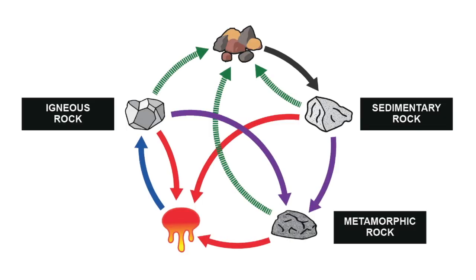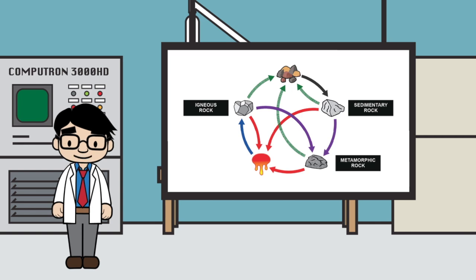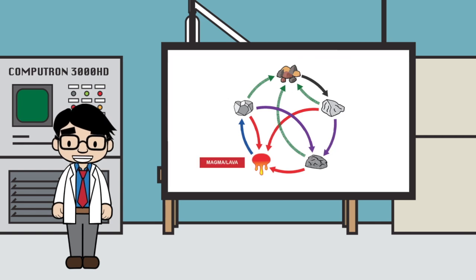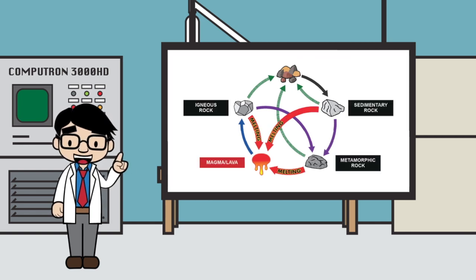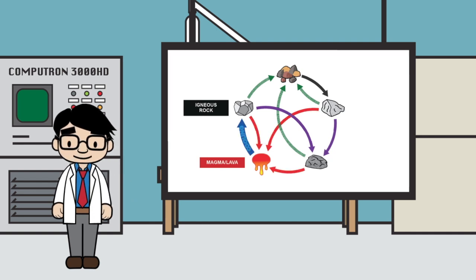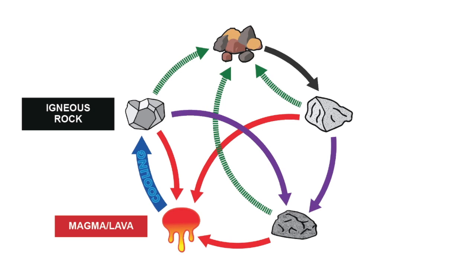Here are the main parts of the rock cycle. This is where igneous, sedimentary, and metamorphic rock fit into the cycle. Here are sediments, and here is magma/lava. To make magma or lava, you have to melt igneous rock, sedimentary rock, or metamorphic rock. To make igneous rock, you have to cool magma or lava.